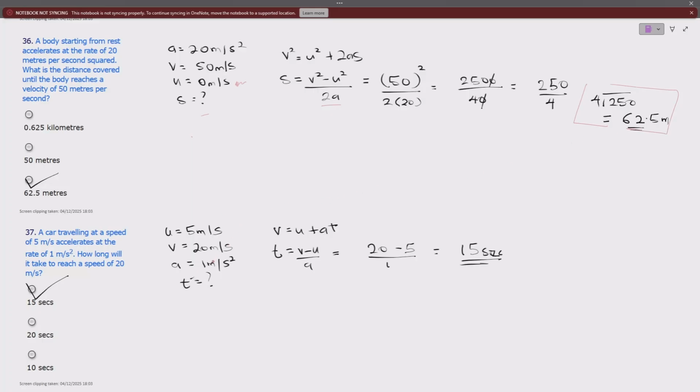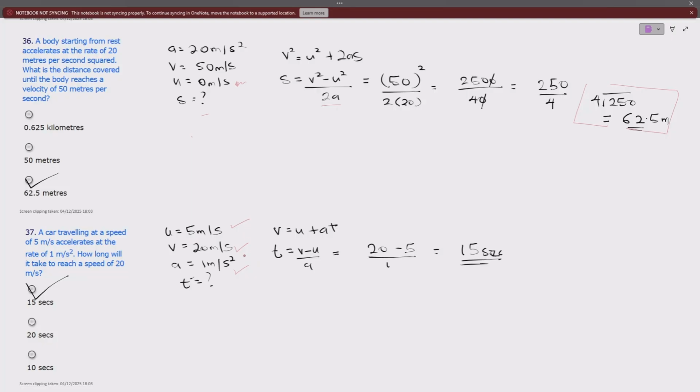When you look at 37, a car traveling at a speed of 5 meters per second. So that's the initial speed here. Accelerates at a rate of 1 meter per second squared. That's the acceleration. How long will it take to reach the speed of 20 meters per second? That's the final velocity. So you're looking for time.